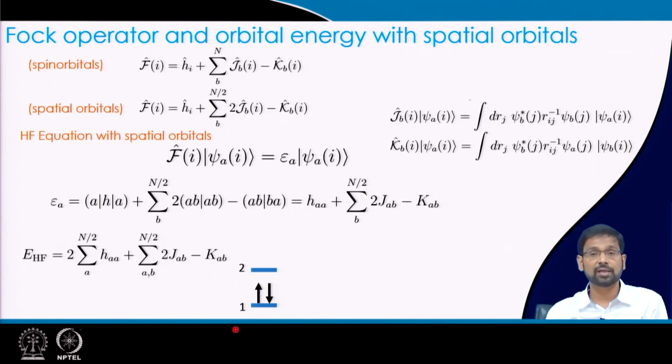So each spatial orbital can occupy 2 electrons. I am considering this electronic configuration where I have 2 electrons in the spatial orbital 1. What would be the Hartree-Fock energy? The Hartree-Fock energy is given here. So I would get 2 HAA.